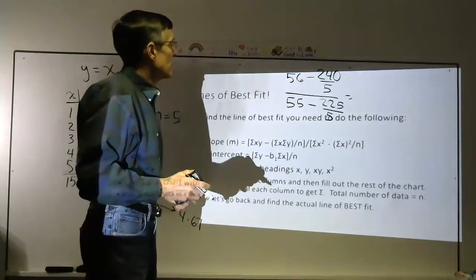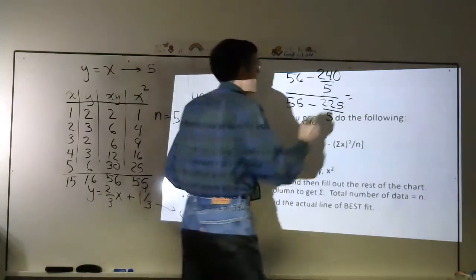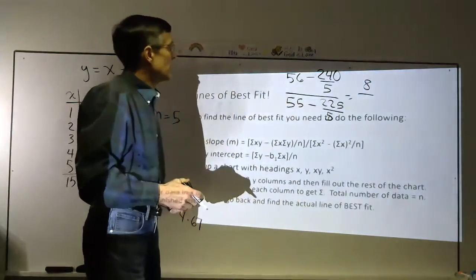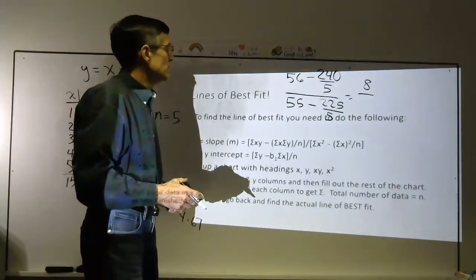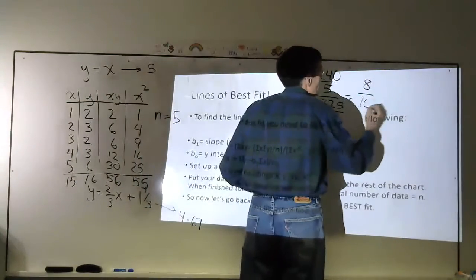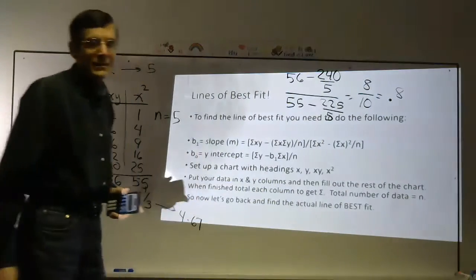240 divided by 5 is 48. 56 minus 48 is 8. 225 divided by 5 is 45. 55 minus 45 is 10. The slope is 0.8.